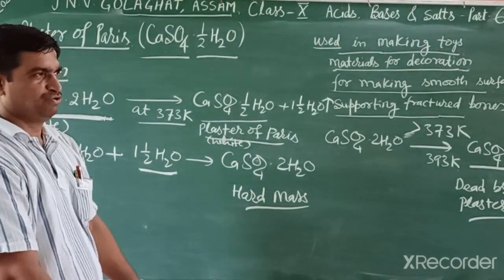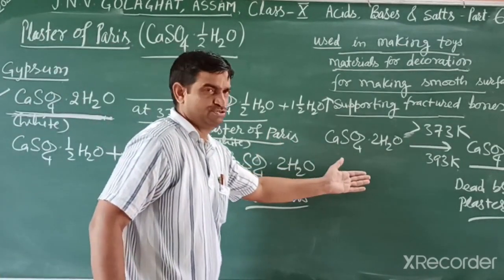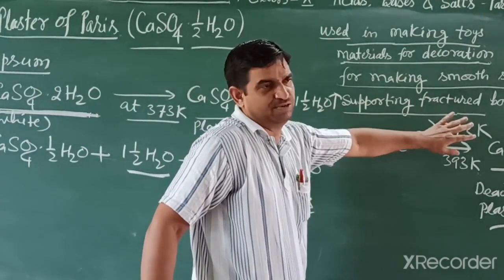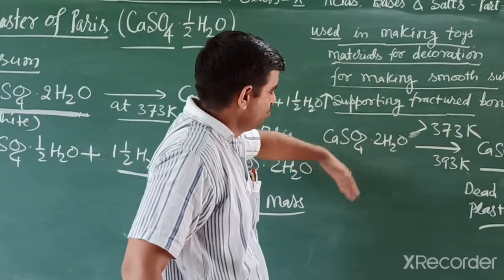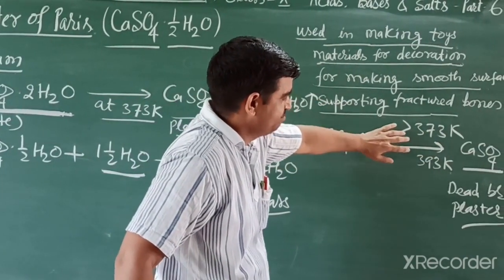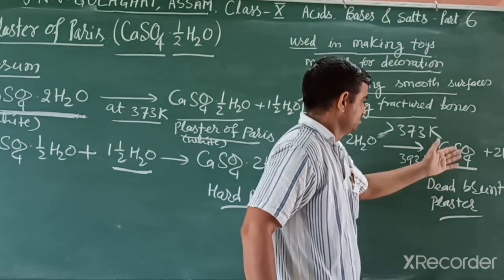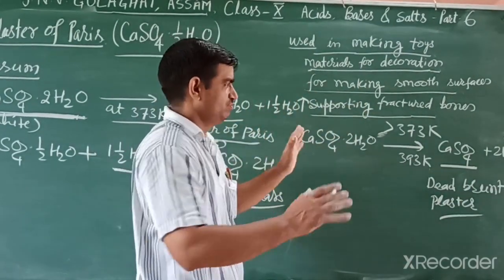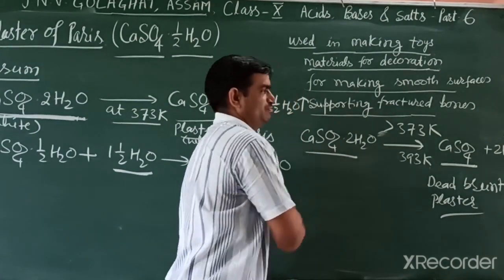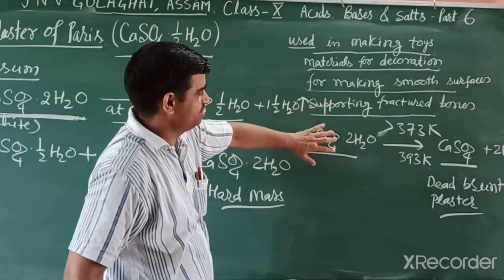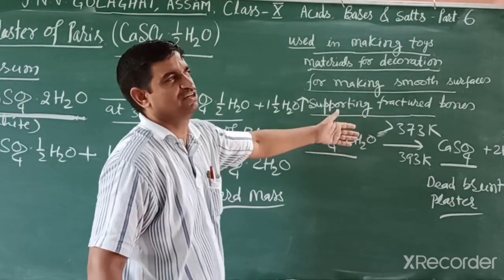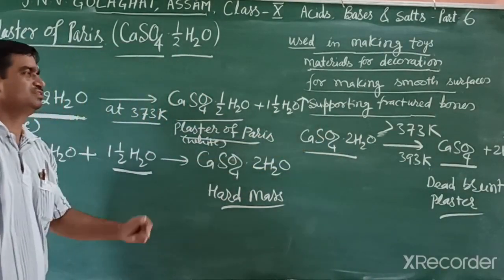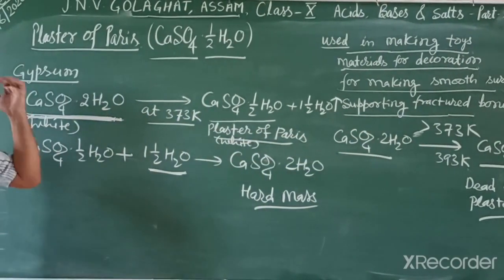And we have to control the temperature. If we don't control it and go above 373 Kelvin, then all the water molecules evaporate and we get only calcium sulfate. So that is dead burnt plaster. Students, you should write the formula carefully. Sometimes students write copper sulfate. That is wrong. This is calcium sulfate hemihydrate.